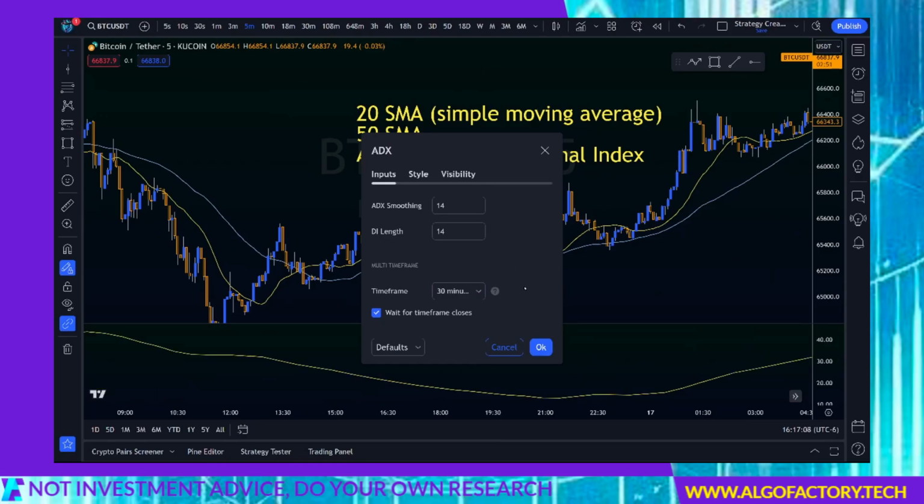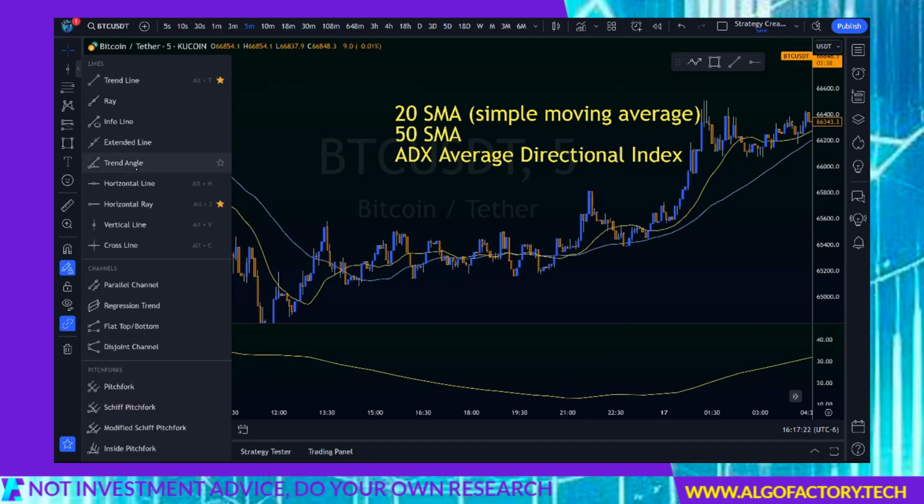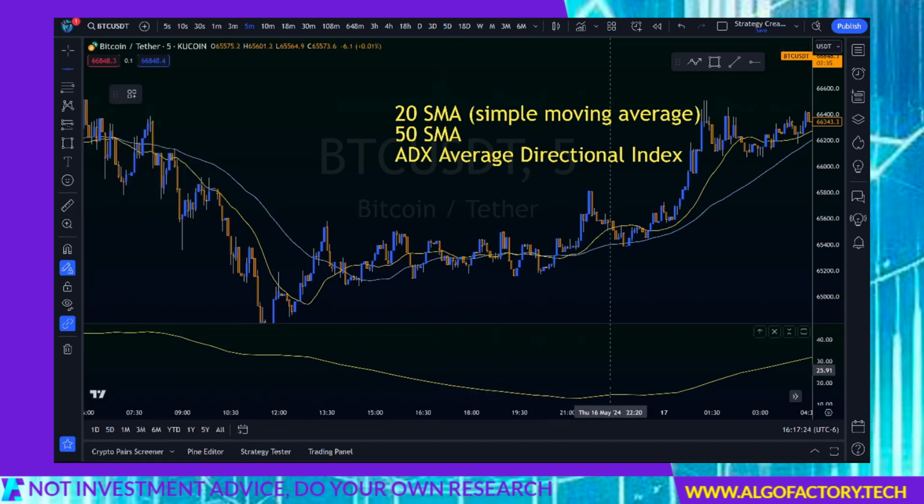Now you can test this on different time frames, but if you go to a longer time frame, you're going to find that the ADX is going to be more useful. So let's talk about how we make this useful. First thing I'm going to do is I'm going to get a horizontal line and I'm going to put it at 20 on the ADX.